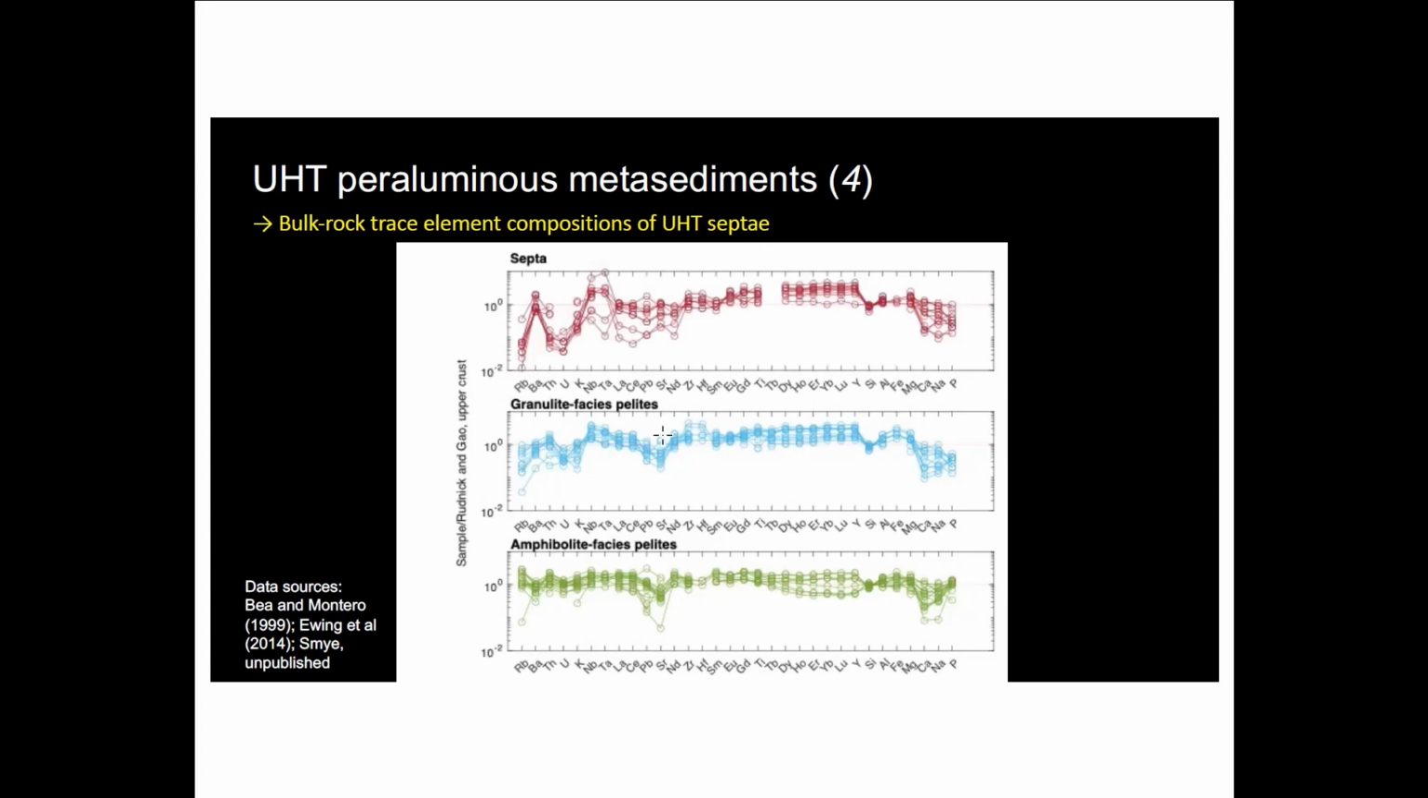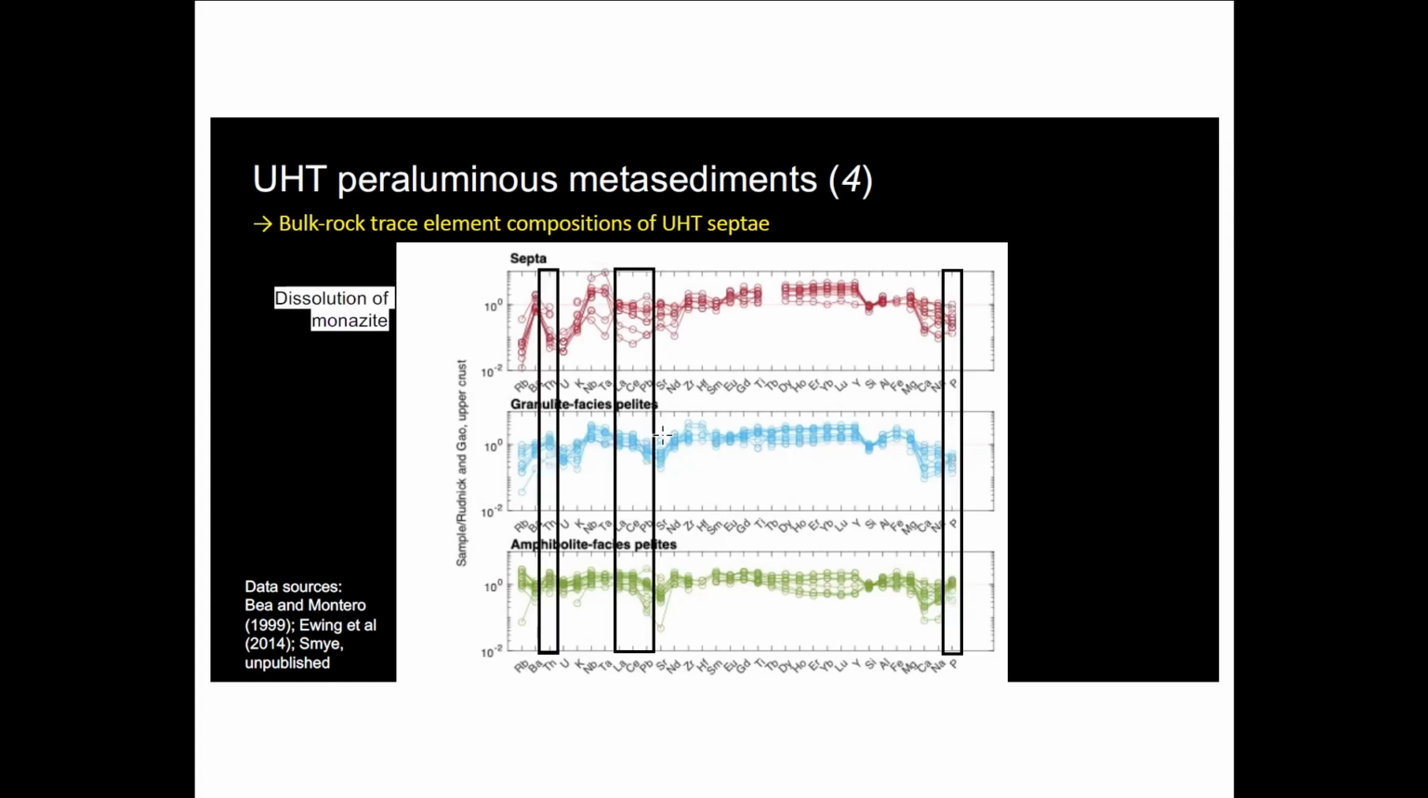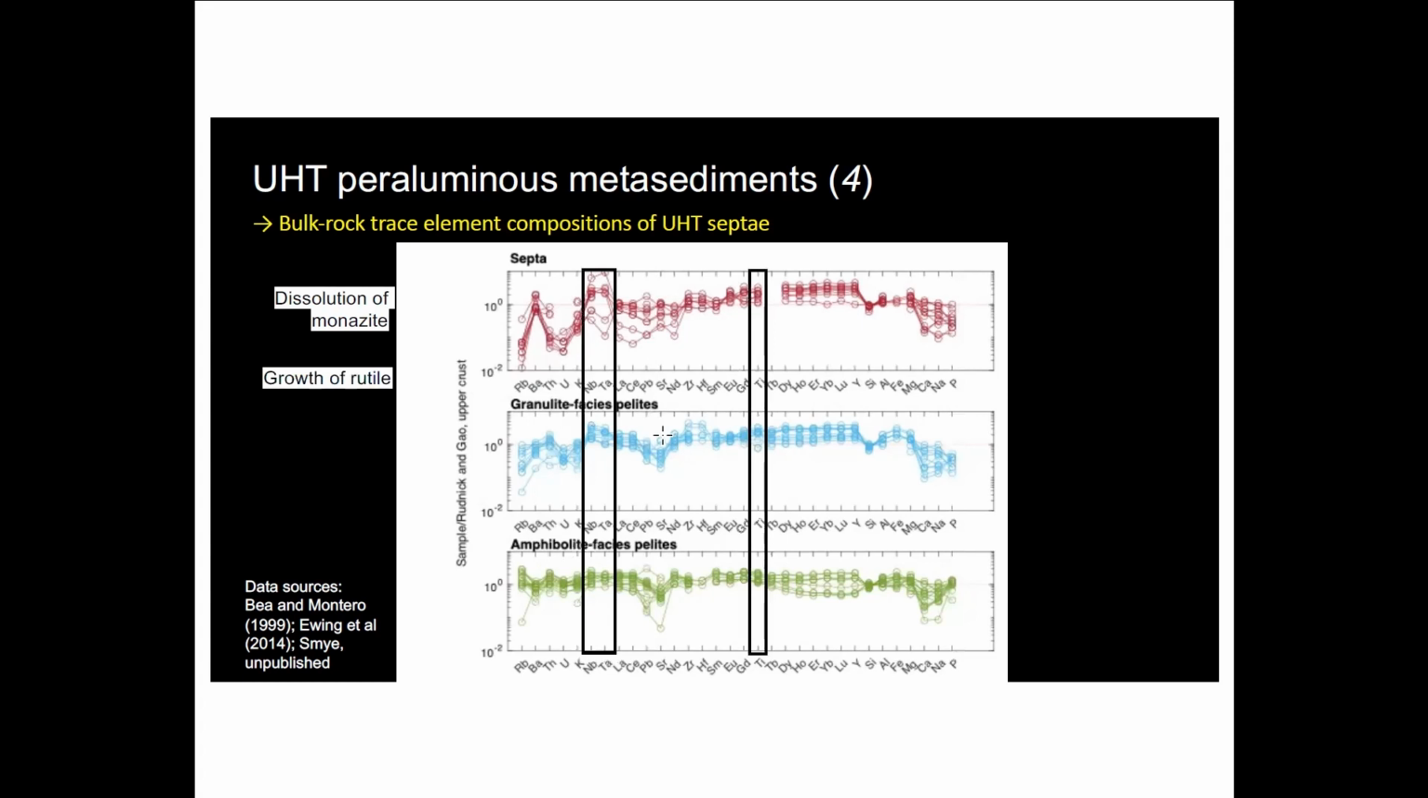if we include the septa here, really we get an idea of what the effect of UHT temperatures does to these rocks at the bulk rock scale. There are 3 traits I want to emphasize. The first of which falls on that observation I just emphasized, that there's no monazite in the matrix. So these rocks, the septa, are depleted in thorium, massively depleted in thorium, relative to the amphibolite protolith, as well as the light rare earths and phosphorus. Again, consistent with the dissolution of monazite.